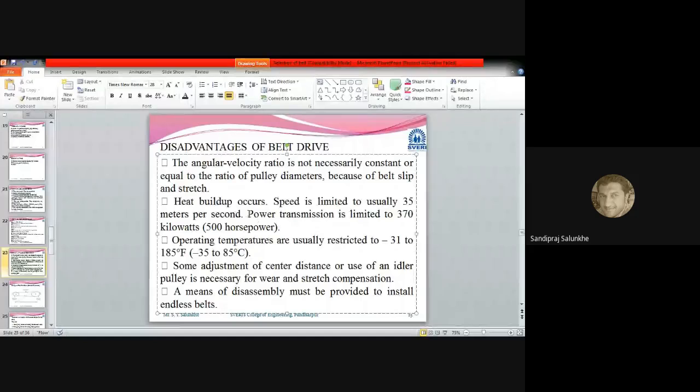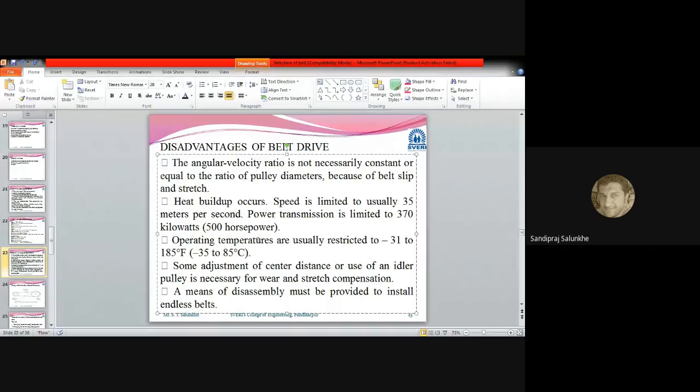Now, the power which we can transmit with the help of this belt drive is also limited. This can be considered as a second disadvantage. That is 370 kilowatts, up to 500 horsepower. You can imagine this 500 horsepower, because the engine we use for a tractor is of 100 horsepower; it varies from 35 horsepower to 100 horsepower. So you can imagine how much this 500 will be. It can be an advantage as well as a disadvantage. Above this, if you want to transmit power, then we cannot go for belt drive.